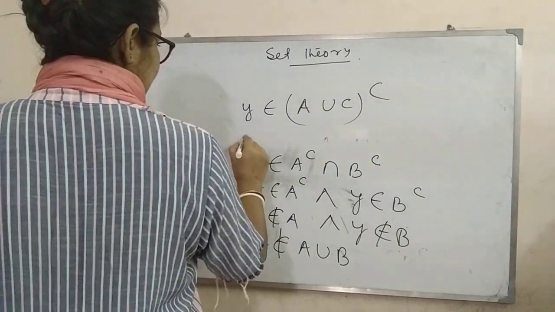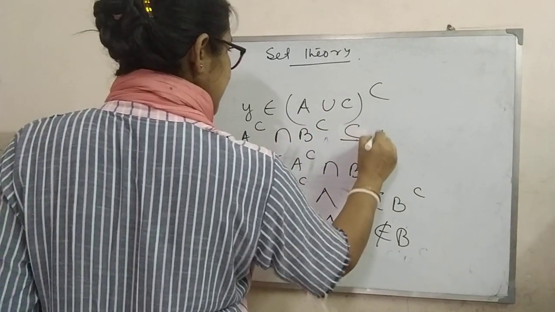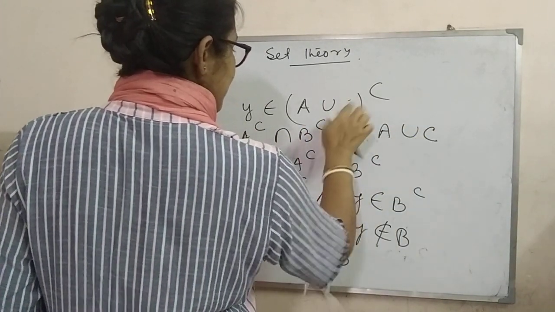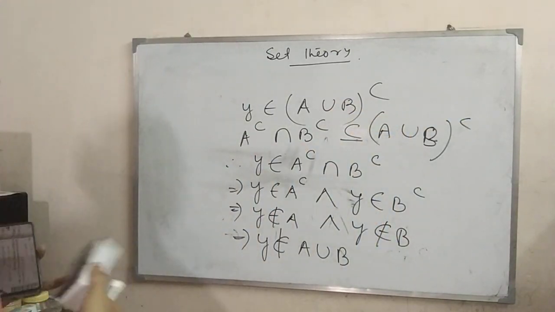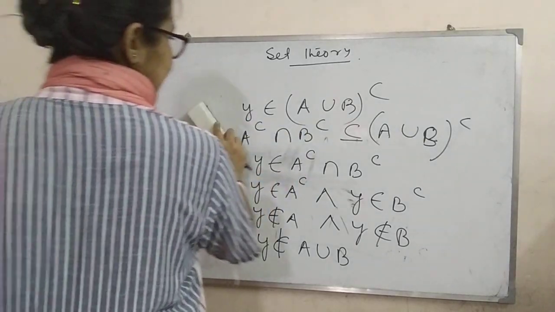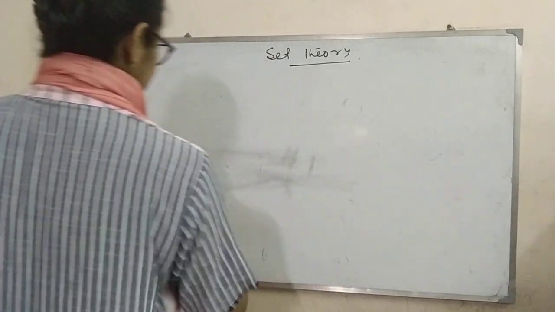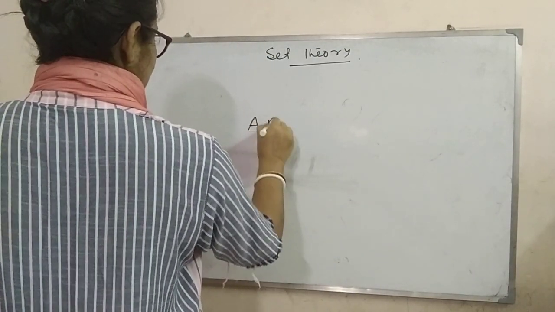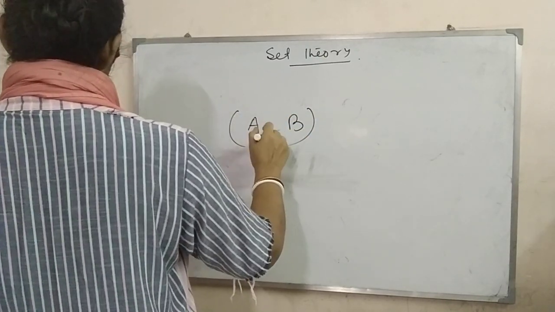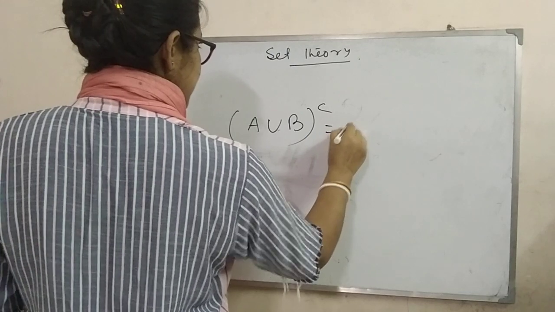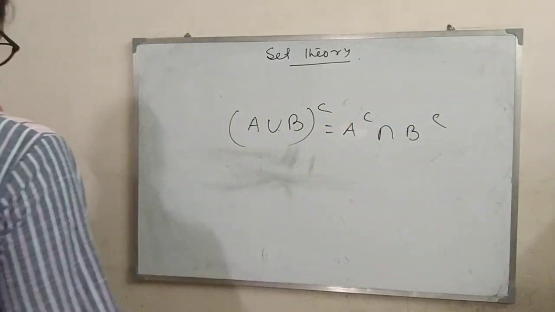Here A complement intersection B complement is a subset of (A union B) complement. So I can write from the first and second, (A union B) complement is equal to A complement intersection B complement.